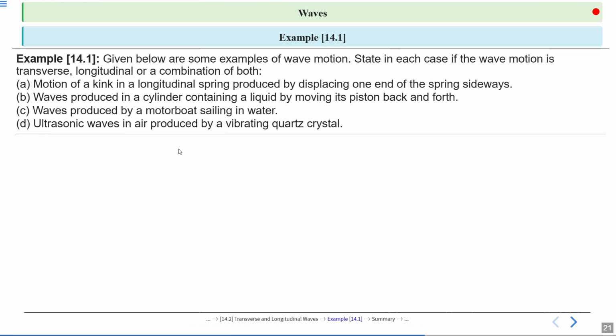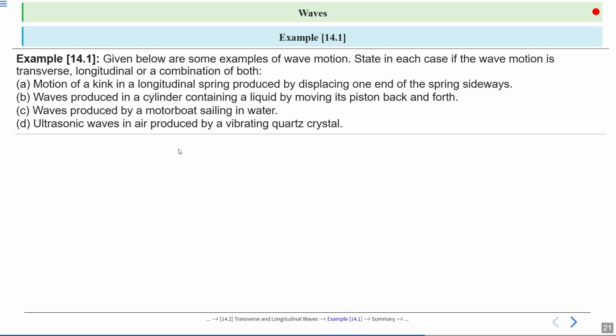Example 14.1. Given below are some examples of wave motion. State in each case if the wave motion is transverse, longitudinal, or a combination of both. A. Motion of a kink in a longitudinal spring produced by displacing one end of the spring sideways. B. Waves produced in a cylinder containing a liquid by moving its piston back and forth. C. Waves produced by a motorboat sailing in water. And D. Ultrasonic waves in air produced by a vibrating quartz crystal.